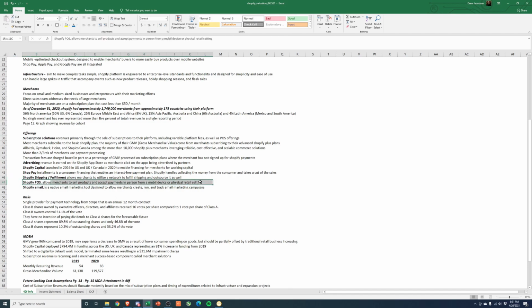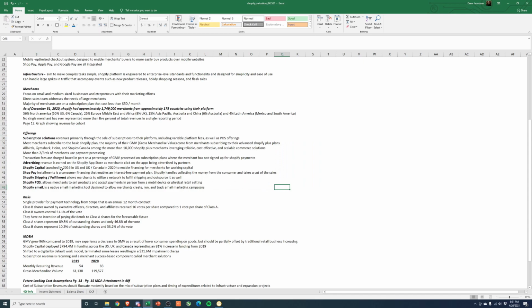POS is just like Square, Toast, anything like that. It's a card reader you'd have attached to an iPad or something in a shop. And then email is their attempt at a CRM service where you can run marketing campaigns. So there are a lot of really interesting revenue potential areas here, but there are only two that they really break out for us from a dollar perspective.